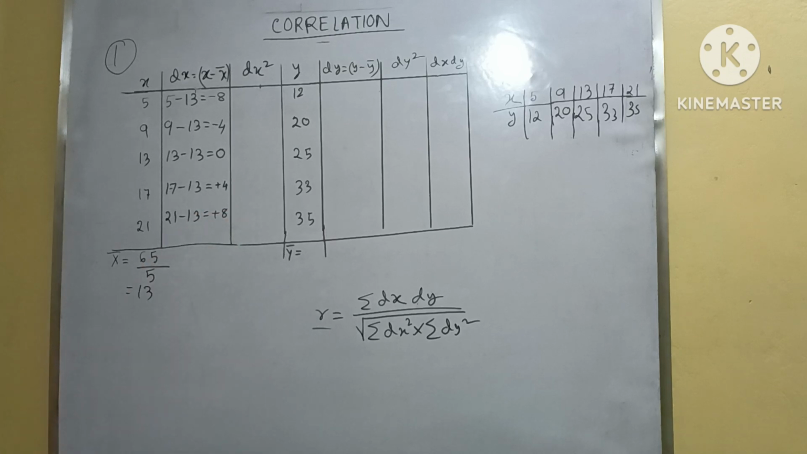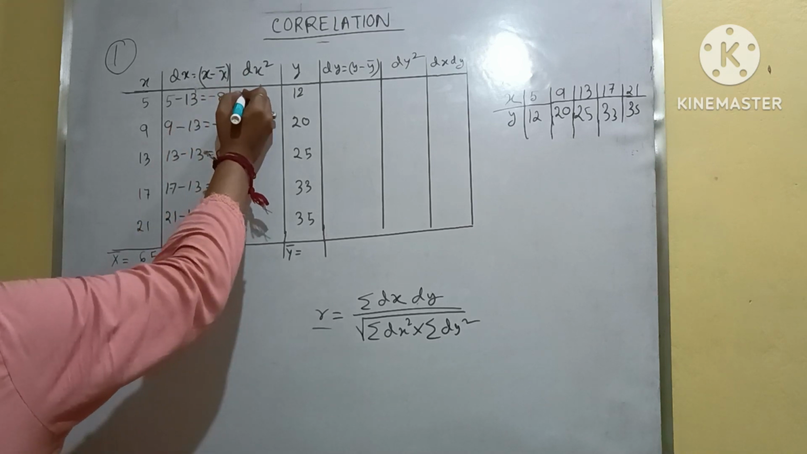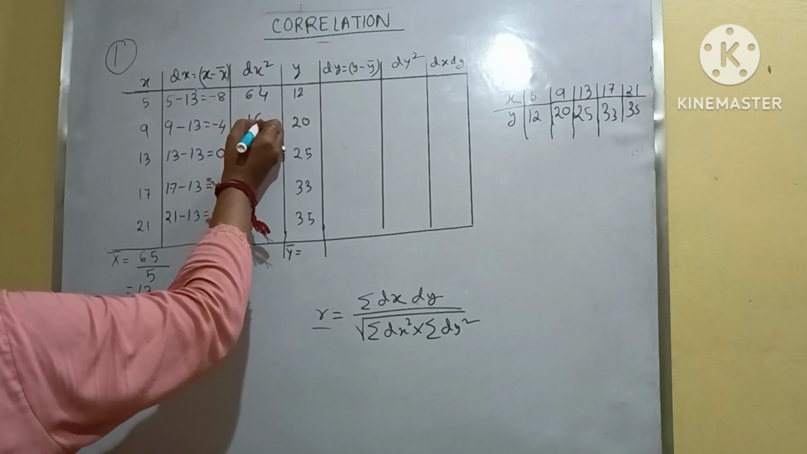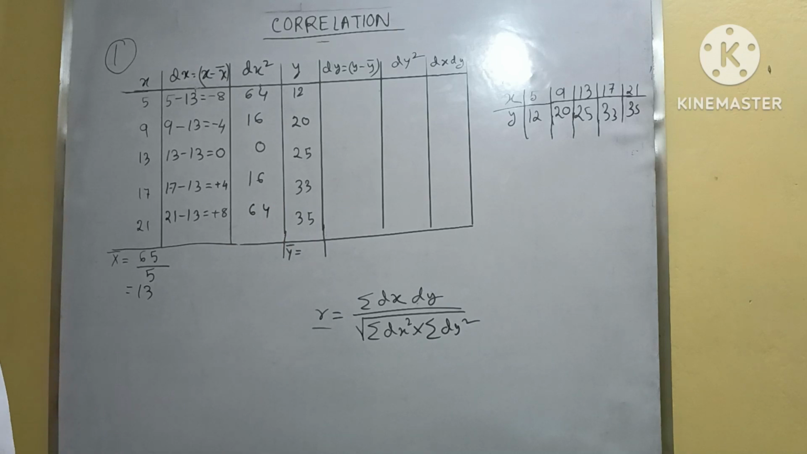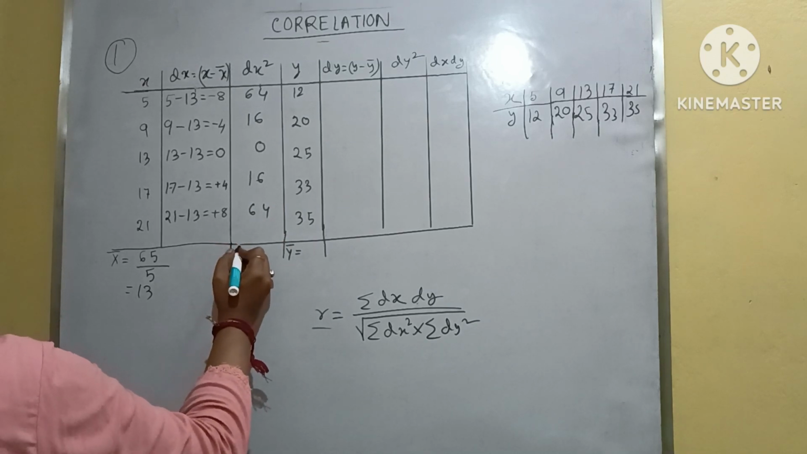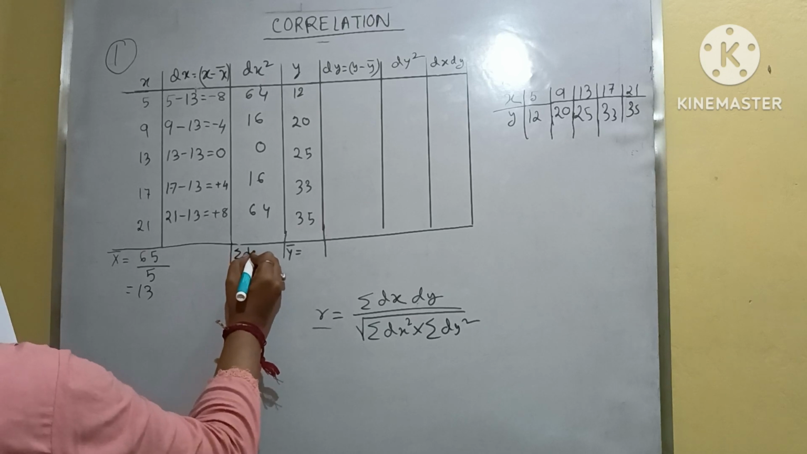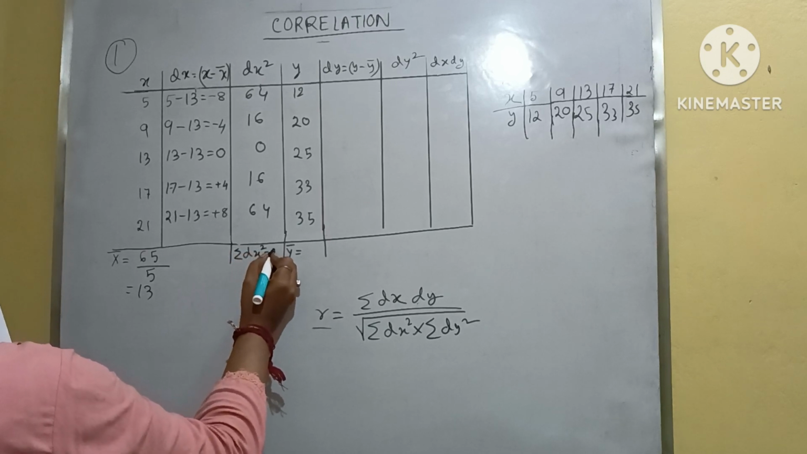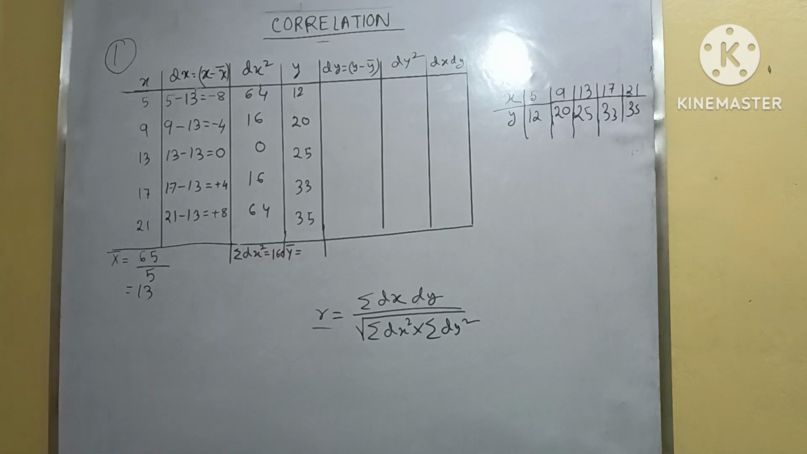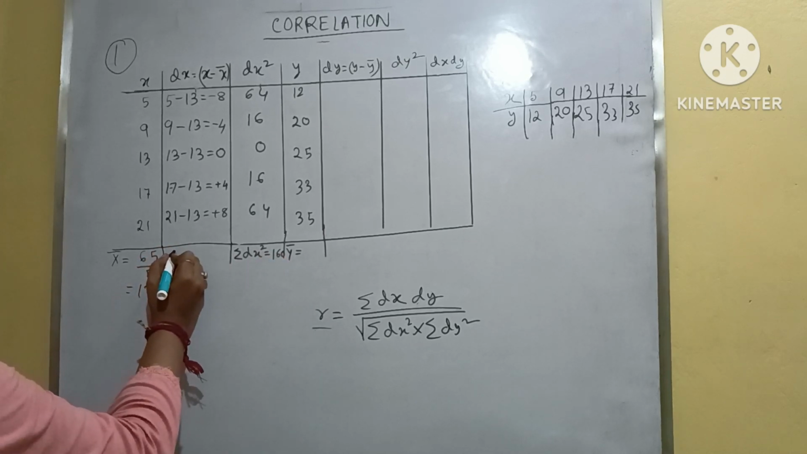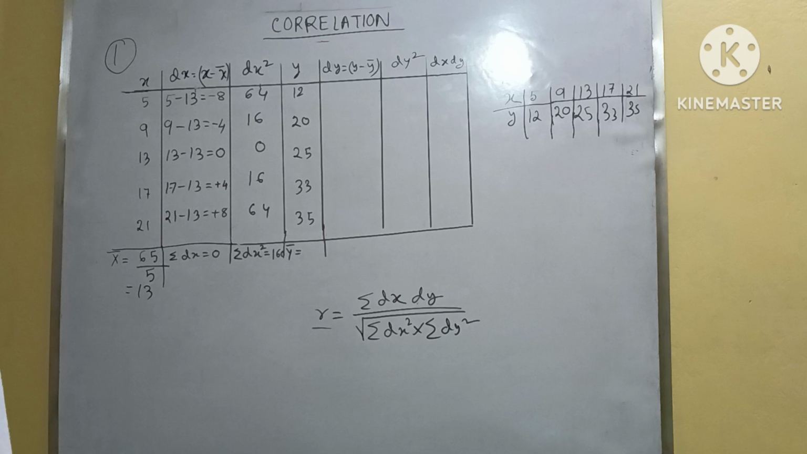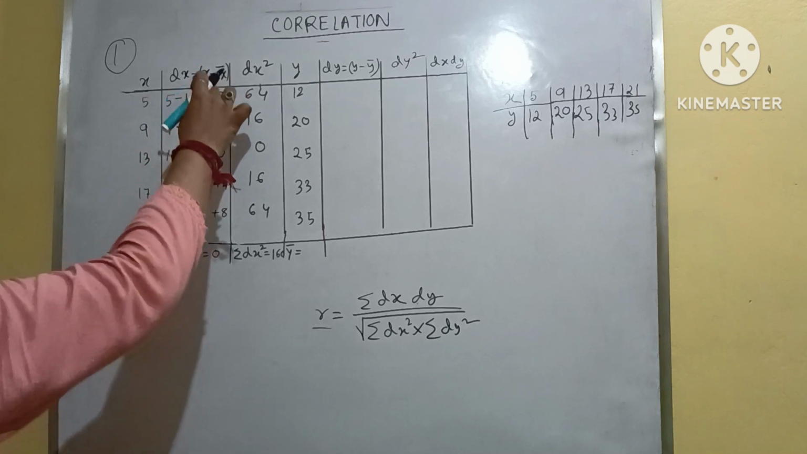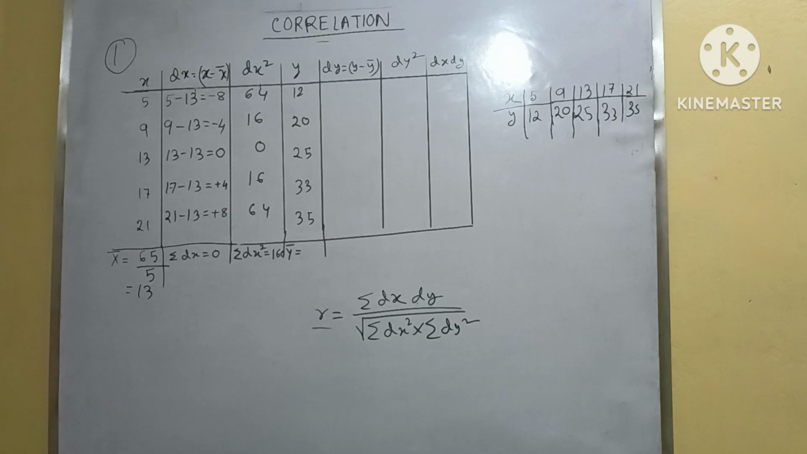Okay, now we have to calculate dx square. The dx square values are minus 8 square, this is 64, minus 4 square, this is 16, then 0, then 16, and then 64. So here we write summation of dx square equals 160, and summation of dx equals 0, because if you add the plus and minus values, they totally cancel.